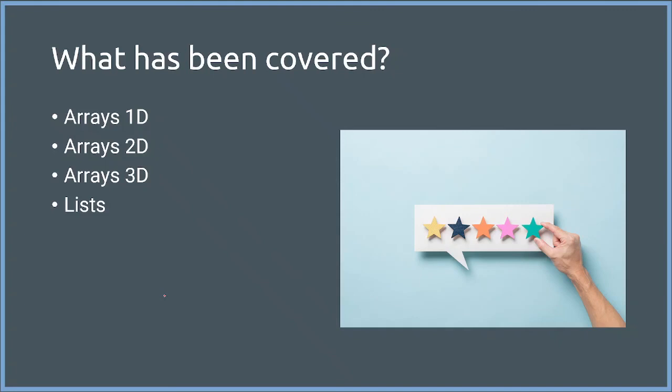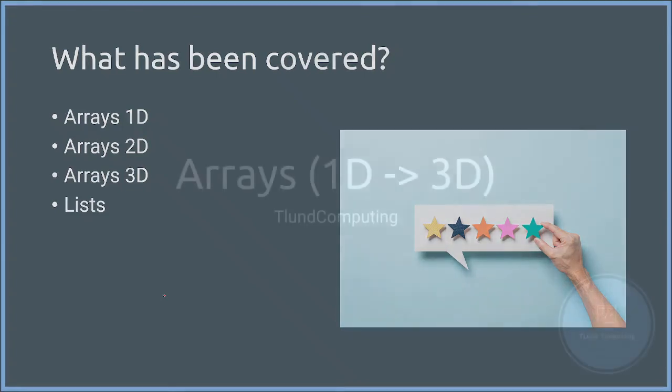Right, let's review. We've looked at one-dimensional arrays and two-dimensional arrays as part of the GCSE specification. For the A-level specification, we've looked at 3D arrays and also lists. This can be very, very tricky to get your head around, so have a play around and see what you can do. If you do have any questions or comments, please leave them down below and I will try and answer as best I can.